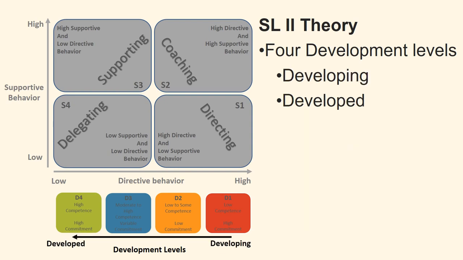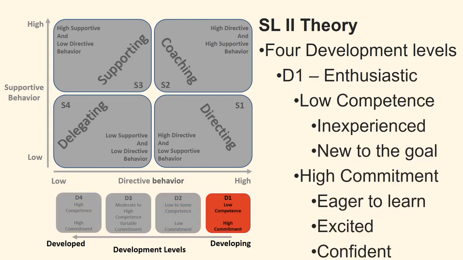The levels are reviewed now from developing to developed, that is from right to left. Development level 1. The employee is enthusiastic. The employee has low competence. The employee is new to the goal or task and is therefore inexperienced. The employee doesn't know what he or she does not know. The employee has high commitment. The employee is excited and eager to learn. The employee is confident learning won't be difficult.